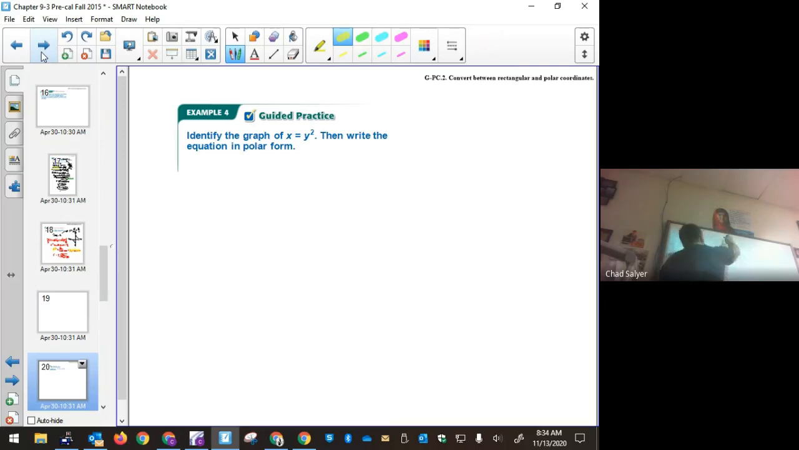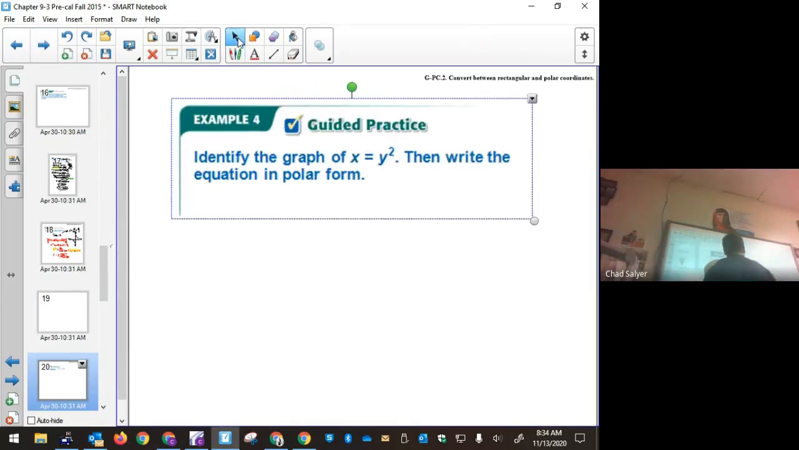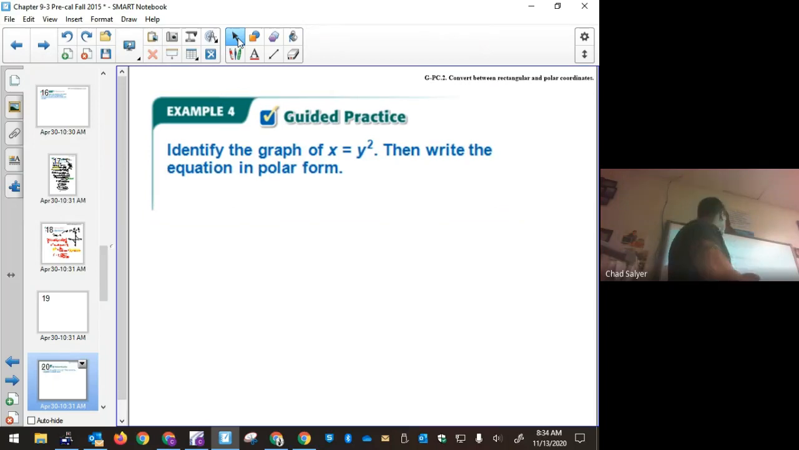Okay, so here's one for you. Give this one a go. You've got x equals y squared. Tell me what that would look like in polar form. X equals y squared. Remember the step I said that would always happen.